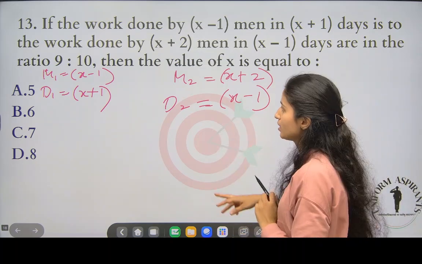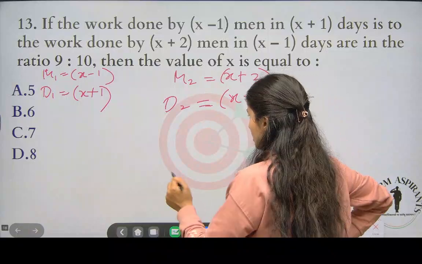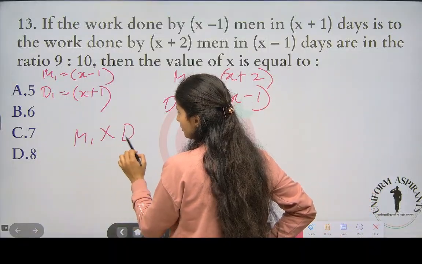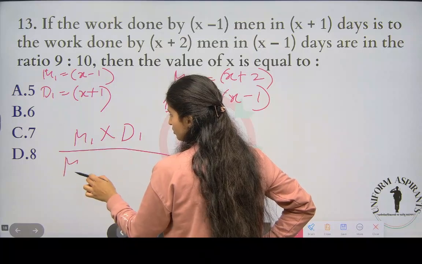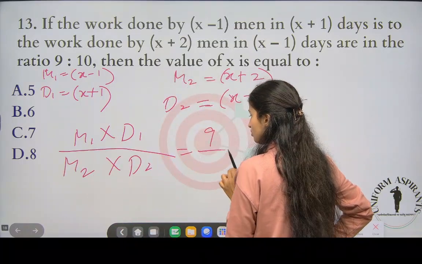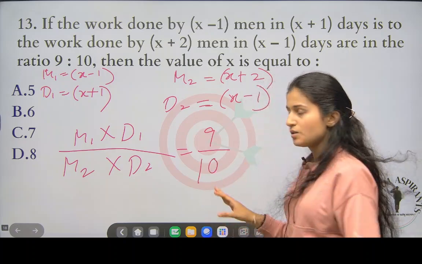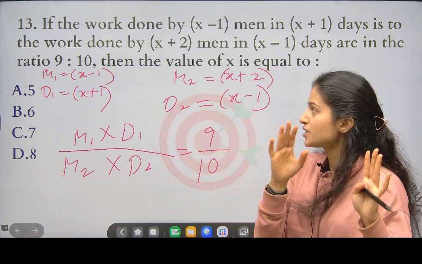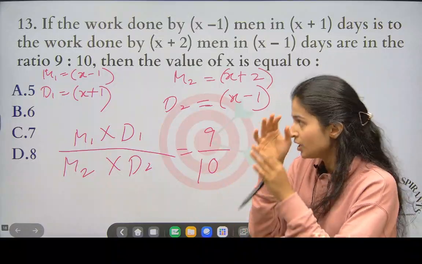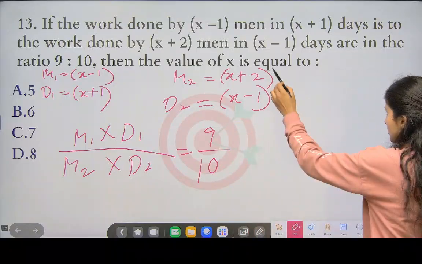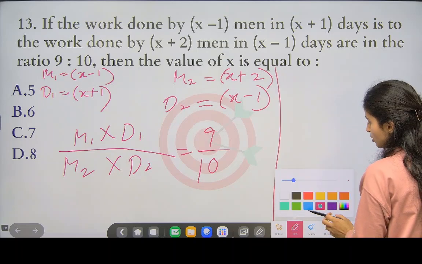Numerator and denominator. Then the value of x is, simply write this like this, m1 into d1 upon m2 into d2 is equal to 9 is to 10. Simple, you understood this. Only ratio is given, first condition with respect to second condition. Fine, no problem. Apply the logic.